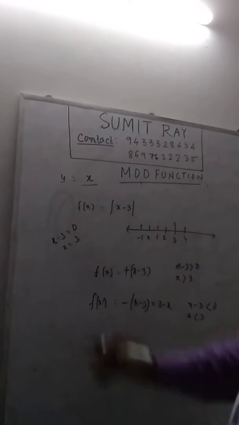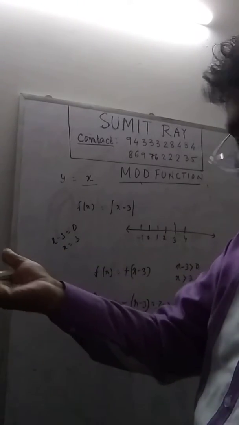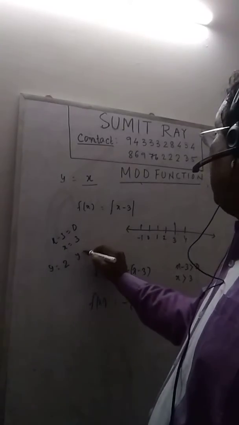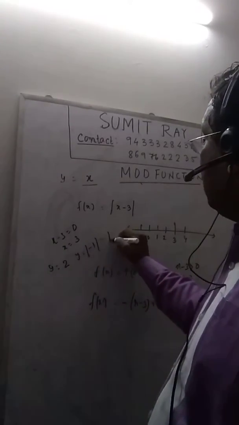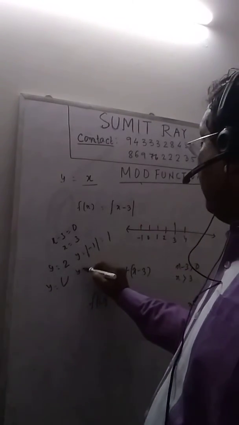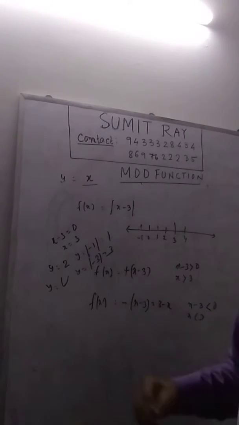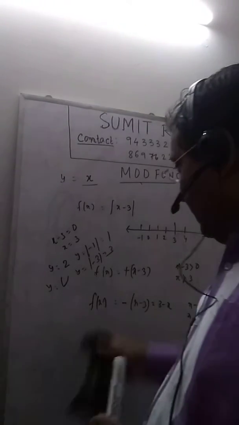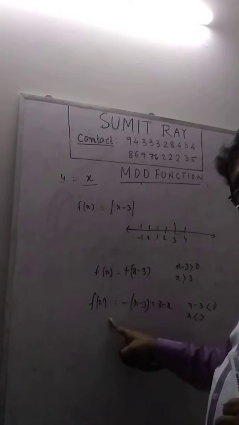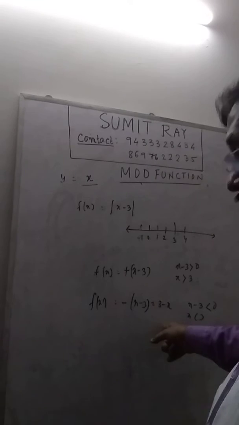So what are the values? Say x is equal to 2. Put it over here: 2 minus 3, mod, y is equal to 1. Put x is equal to 1: y is equal to mod of minus 1, that is 1, positive. Put x is equal to 0: y is equal to mod of minus 3, that is 3. So we can break this mod of x minus 3 in this manner: f of x is equal to minus of x minus 3, that is 3 minus x, if x minus 3 is negative.